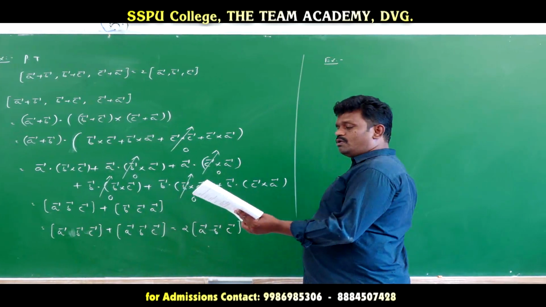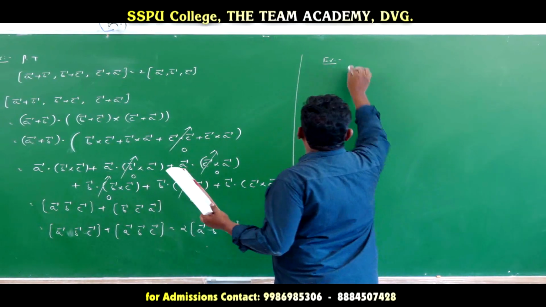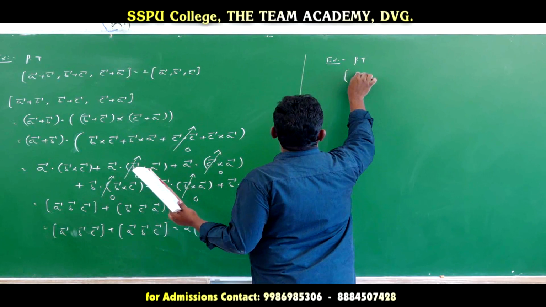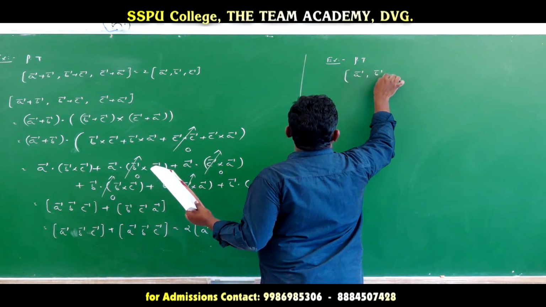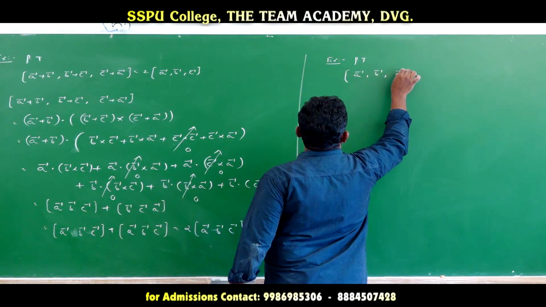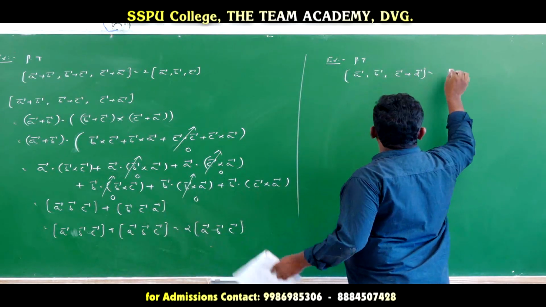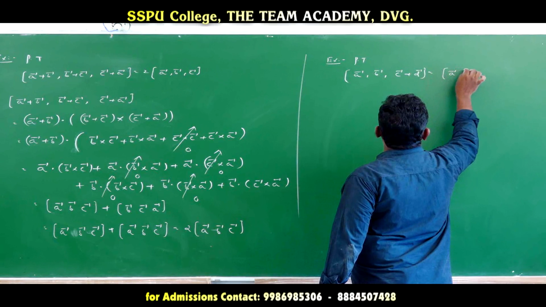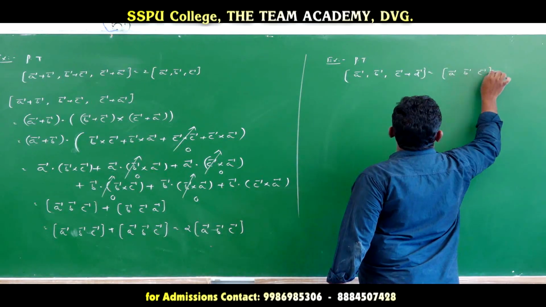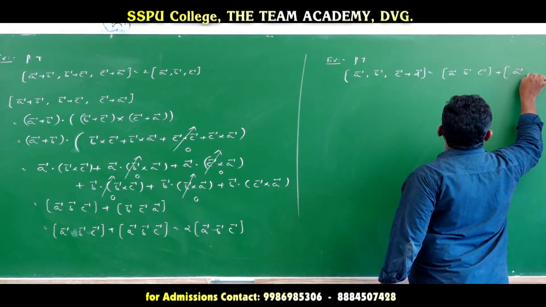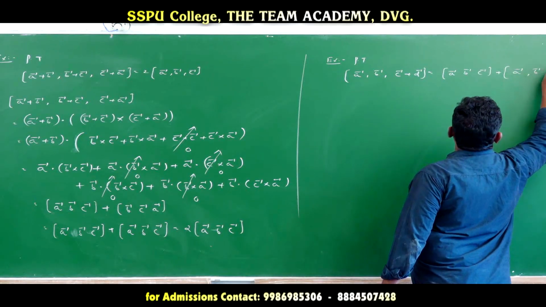Next one. Given that, prove that. If you want to prove that the box of A, B, C plus D is given, C plus D, we prove that here: box of vector A, vector B, vector C plus box of vector A, vector B, vector D.